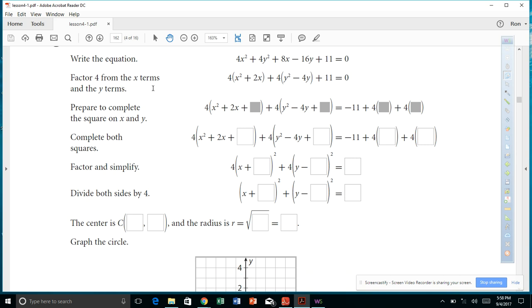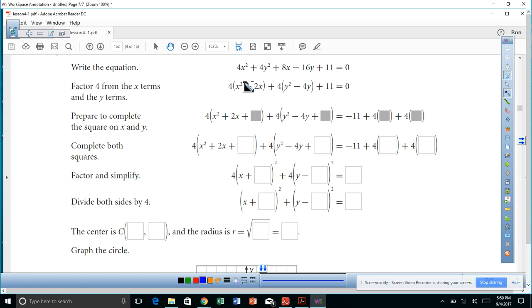Factor the 4 from the x terms. Really, they group the x terms together, and they group the y terms together, and they factored out a 4. So you have 4 times x squared plus 2x plus, and that's going to be that b over 2 squared, plus 4 times y squared minus 4y plus, and then again, that b over 2 squared thing.